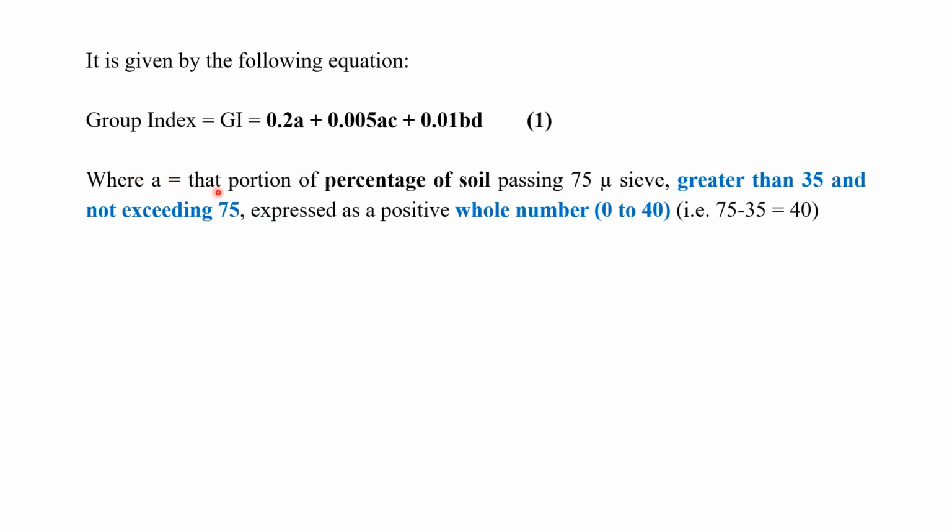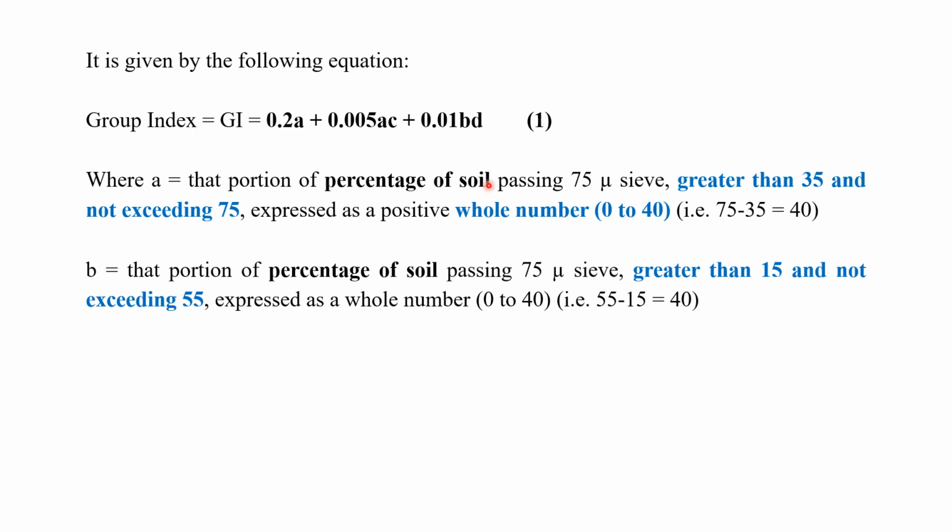A indicates whatever the soil we have for the analysis in the laboratories. What it said is the percentage of soil passing 75 micron sieve greater than 35, not exceeding 75. This is the condition. 35 से ज्यादा पास होना चाहिए. अगर 35 से ज्यादा पास हो रहा है और 75 के नीचे, को हम लोग A वैल्यू कहते हैं. This value, how we can find out? 75 minus 35, 40. That means the value of A lies between 0 and 40. We shall also discuss by using one example later on.